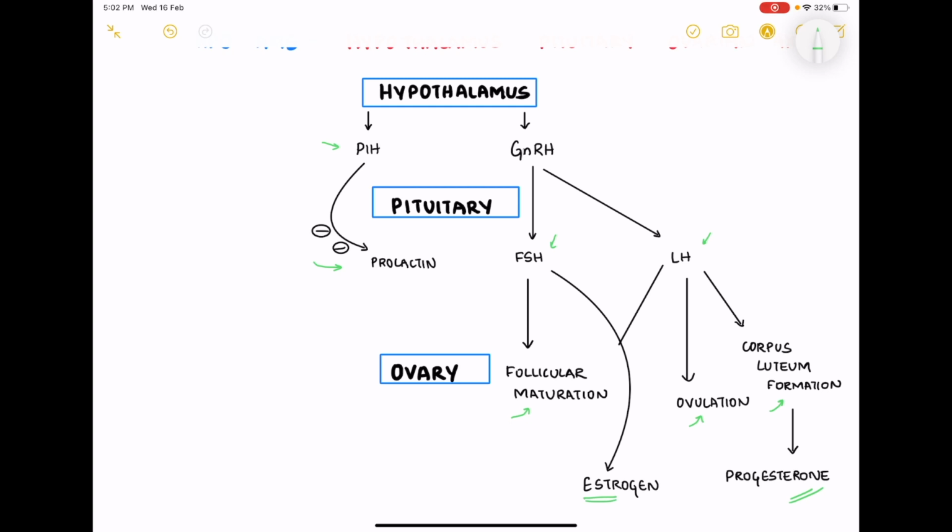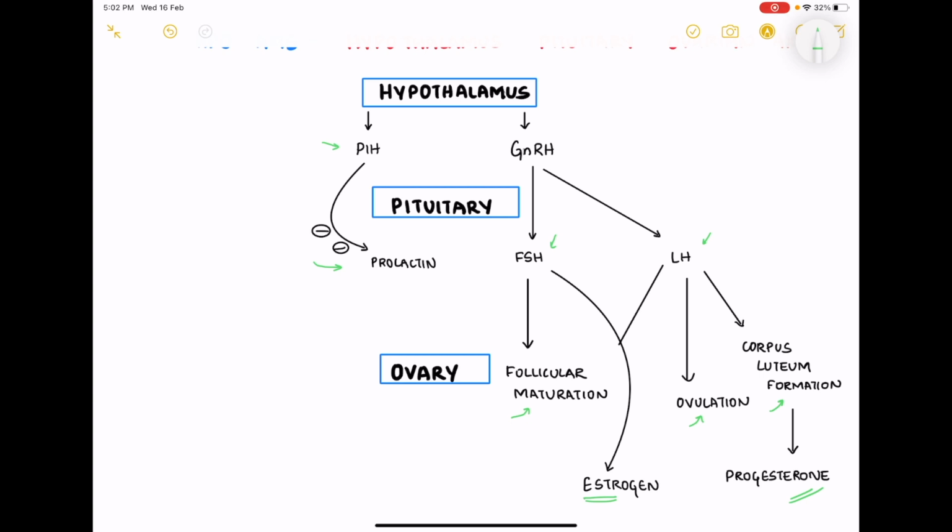Now this entire cycle, where the hypothalamus produces several hormones, which have an effect on the hormones produced by the pituitary, which further have an effect on the hormones produced by the ovary and the functions of the ovary, is called the HPO axis. There's always got to be some feedback mechanism.